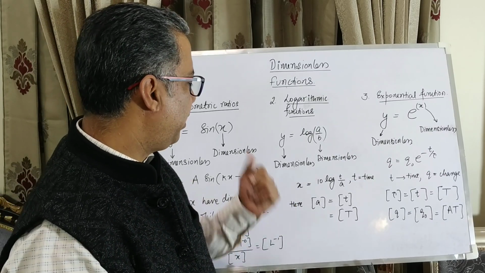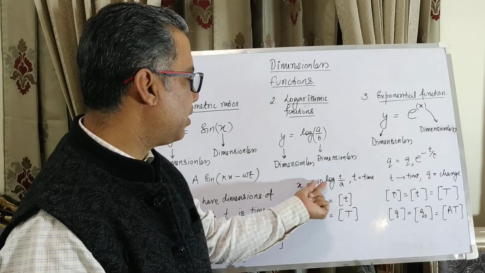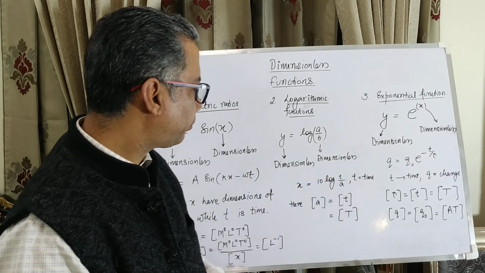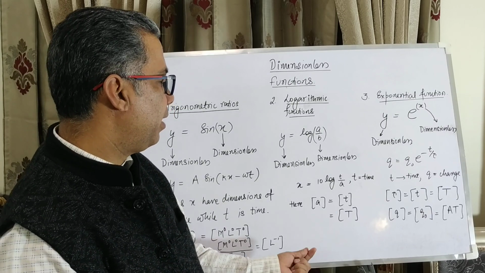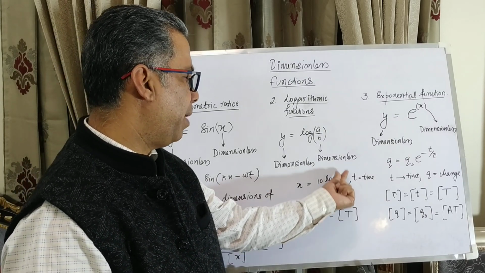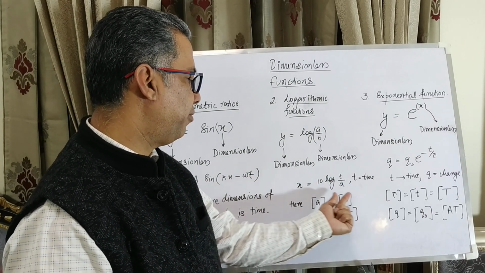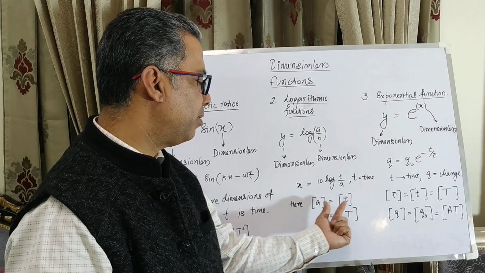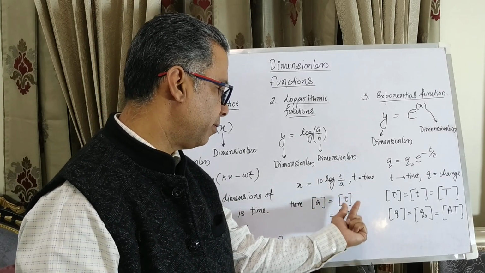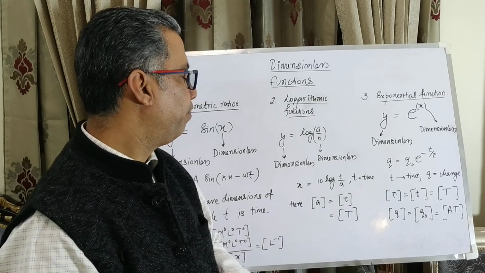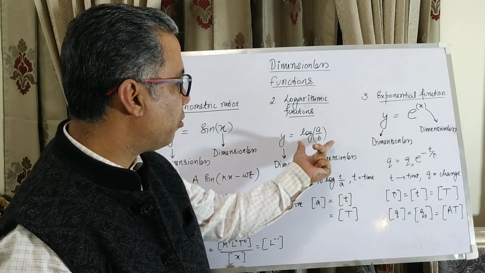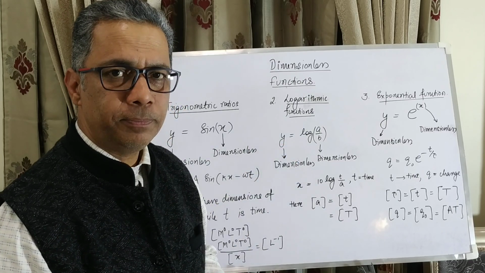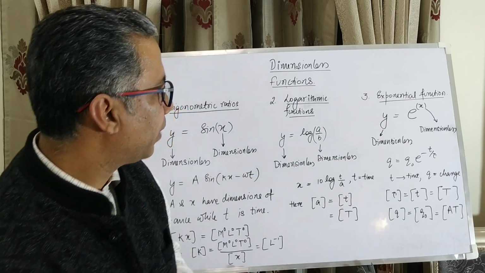So taking an example, x equals 10 log t by a. Here t by a should be dimensionless, and therefore if t by a is dimensionless, t and a have same dimensions, and therefore dimensions of a will be same as dimensions of time, that's T. So that's how you handle logarithmic functions. Of course here x is also dimensionless.